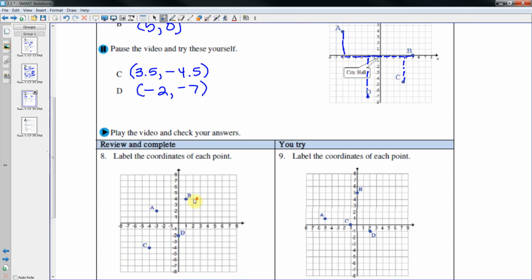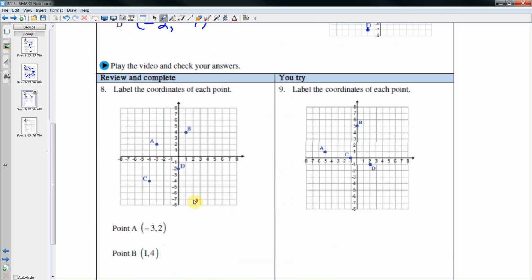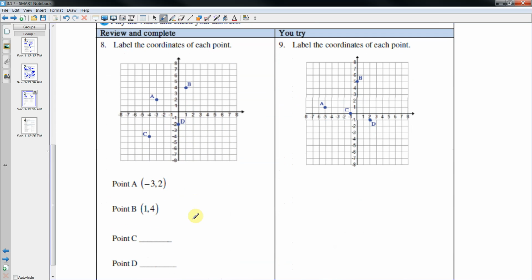Alright, so let's try some more. These are just good practice. Label the coordinates here at the bottom. You can see they did some examples here. Let's fill in C and D over here on the left example. On C, we're going over to -4, down to -4. So -4, comma, -4. And then point D, it doesn't look like I'm moving left or right at all, so that gives me a 0 for the X coordinate, and then I'm moving down to -2, so 0, -2.